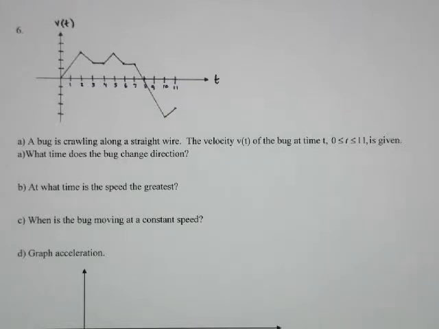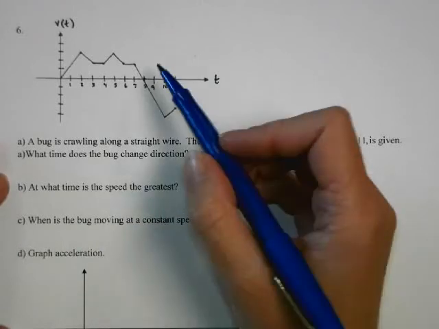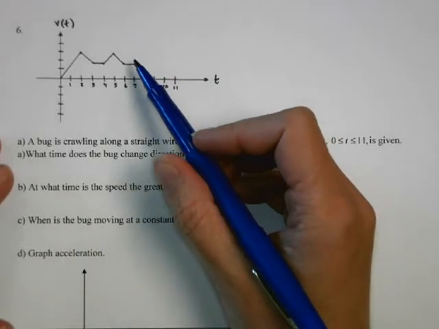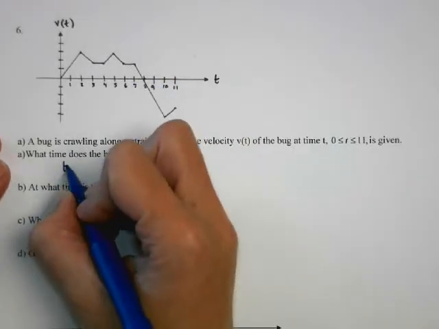All right, we have a graph. A bug is crawling on a straight wire. The velocity of the bug from t equals 0 to t equals 11 is given. At what time does the bug change direction? So the bug is going to change direction when the velocity switches from positive to negative. So that's going to be at t equals 8.